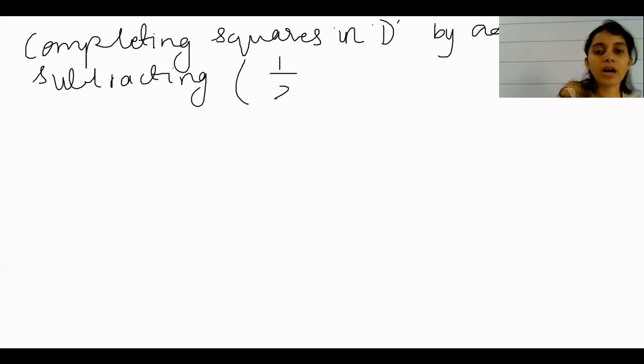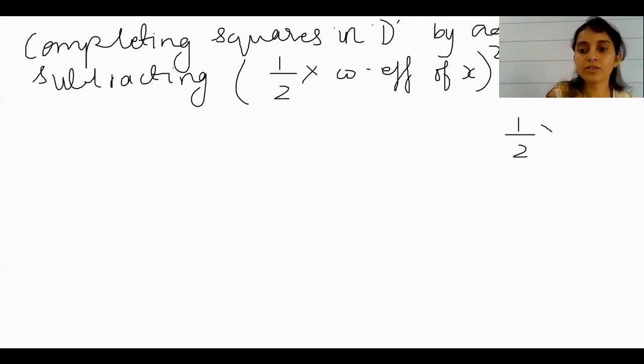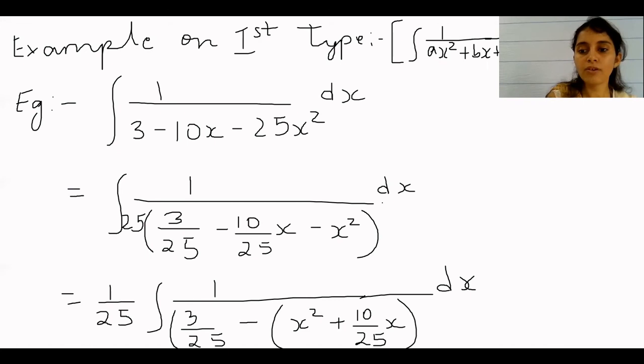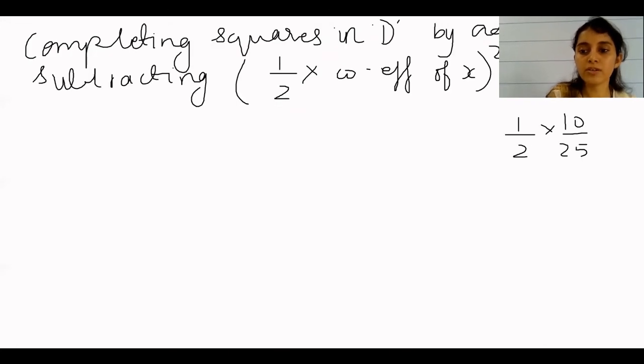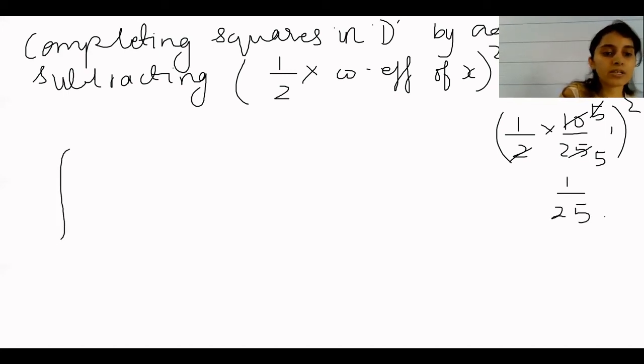What do you add and subtract? Half into coefficient of x, the whole square, right? Okay, so what is half into coefficient of x? It is half into, what is the coefficient of x? It is 10 upon 25. So half into 10 upon 25, we get 1 upon 5 and its square, that is 1 upon 25. So we have to add and subtract 1 upon 25 to our integration denominator.